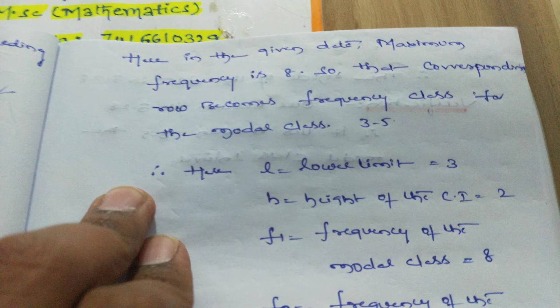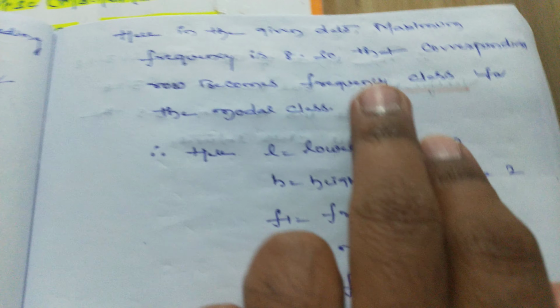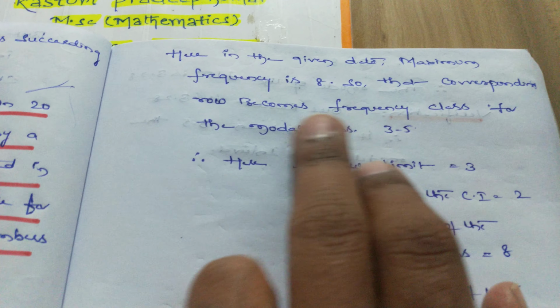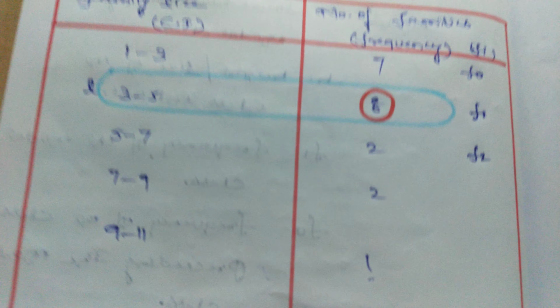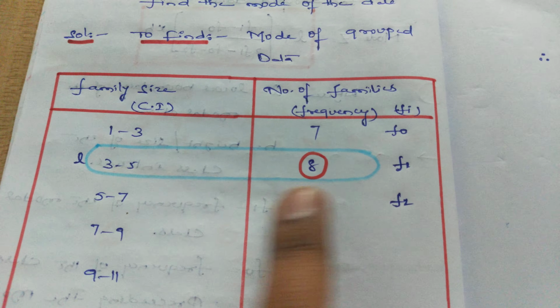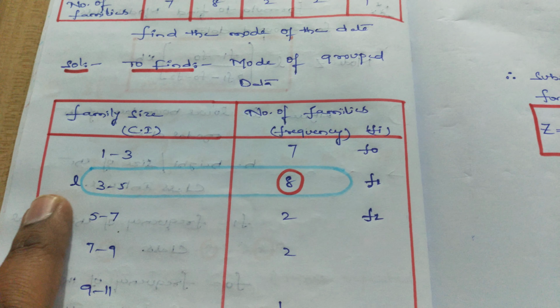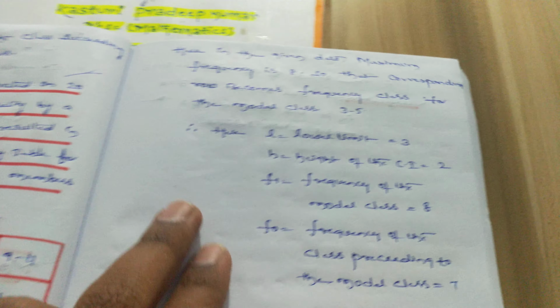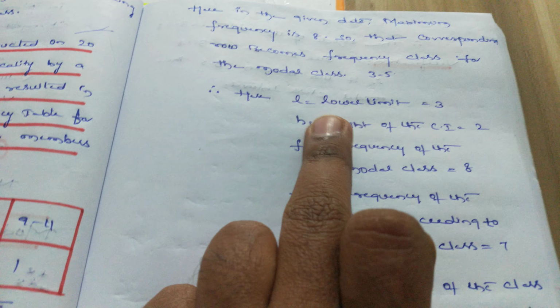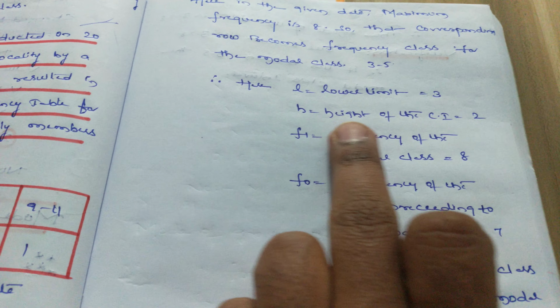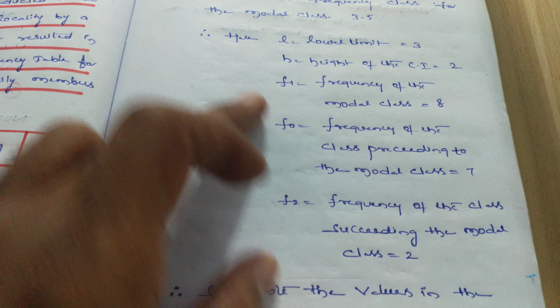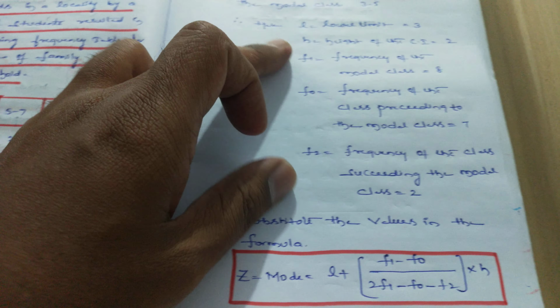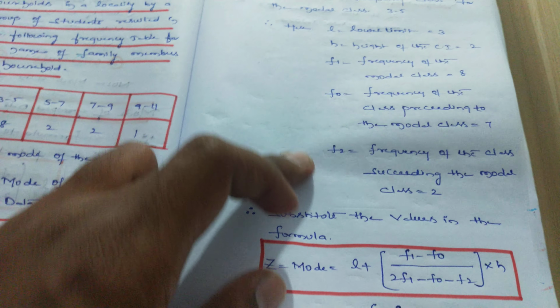After taking all the values, see here, in the given data the maximum frequency is 8, so the corresponding row becomes the modal class, 3 to 5. Which is the highest frequency here becomes the modal class of the given data. Here I have taken lower limit 3, height of the class interval 2, f1, the frequency of the modal class, is 8, f0 is 7. You have to take down all the notes, students. The presentation should be like this.